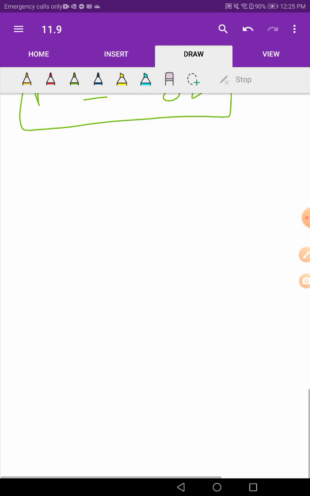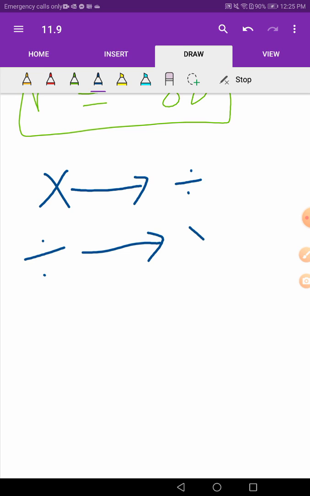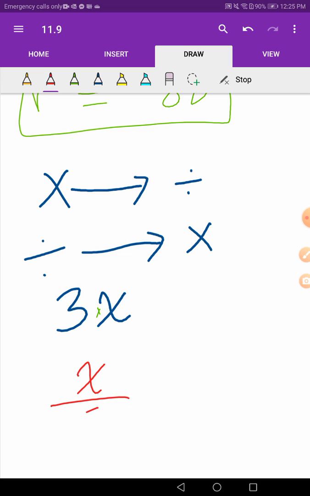So all we did in this lesson, that we learned, when we have multiplication, you can undo it using division, and when you have division, you need to undo it by using multiplication. Also, when I have a 3x, it means 3 times x. And when you have x over 5, it means x divided by 5.